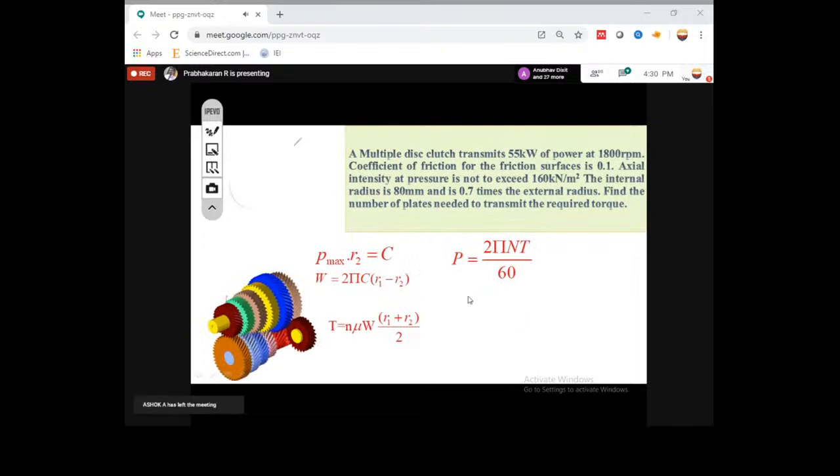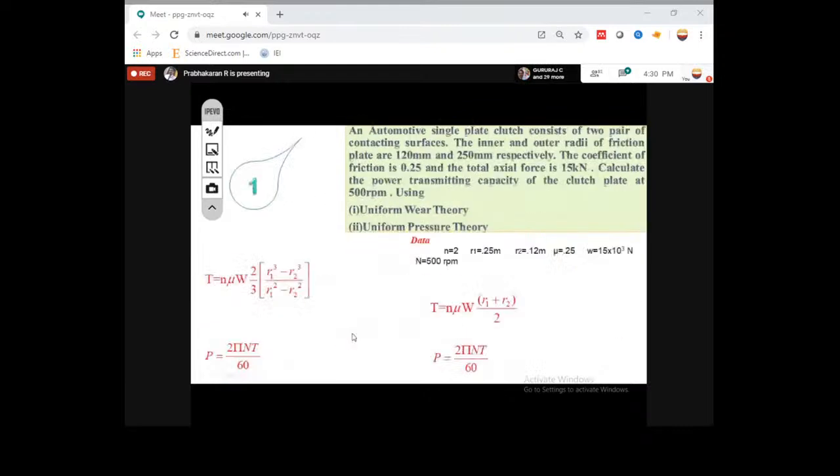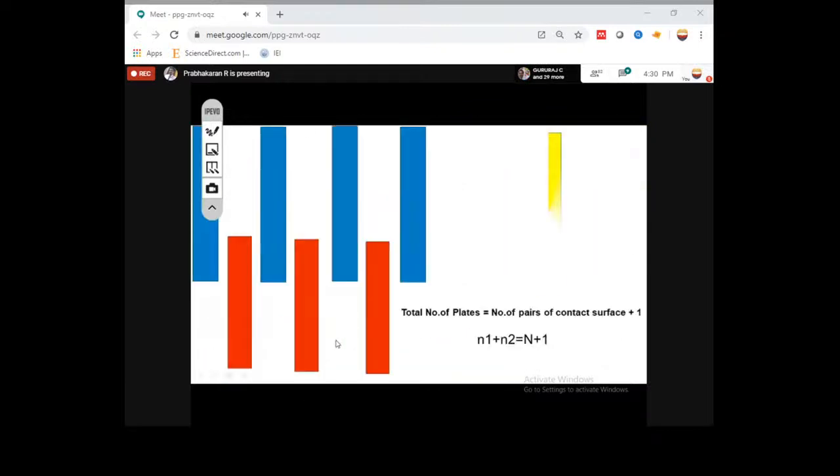Okay, so next I'm going to take the multiplate clutch. So everything is the same, the concepts and formulas. N is very important: N is the number of pairs of contact surfaces. You should remember the formula and the concept of this one. If you understand this concept, definitely you can attend multiplate clutch problems. Okay, I will remember again.